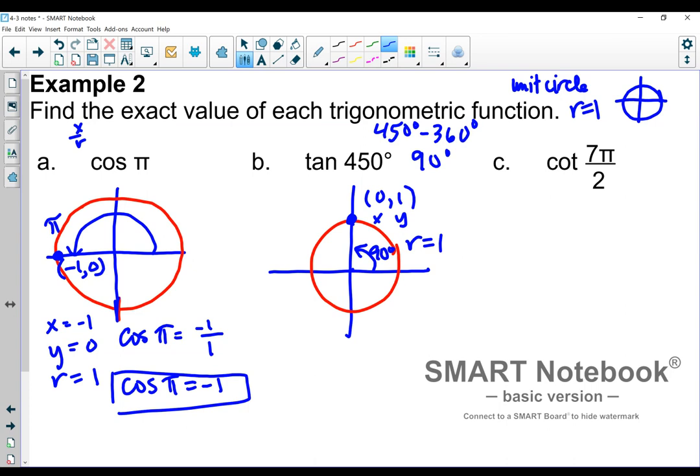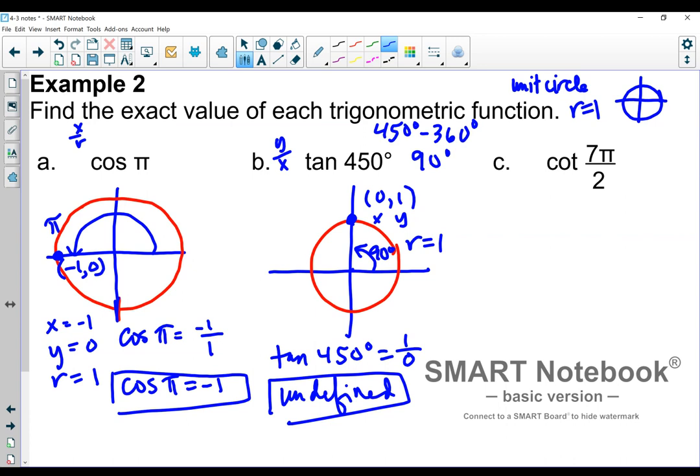And so now I want to take the tangent of 450, and tangent is Y over X. Tangent's like slope. So tangent of 450 degrees. My Y is 1 and my X is 0. Uh-oh. So if I have 1 over 0, then I am undefined. And that will happen sometimes.